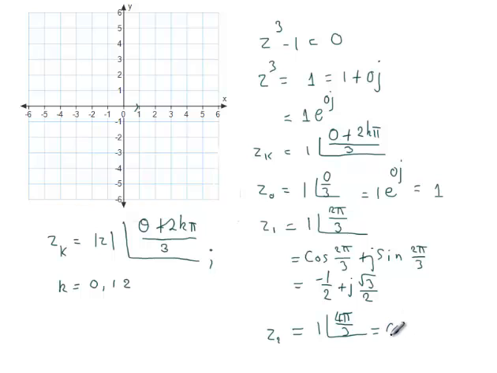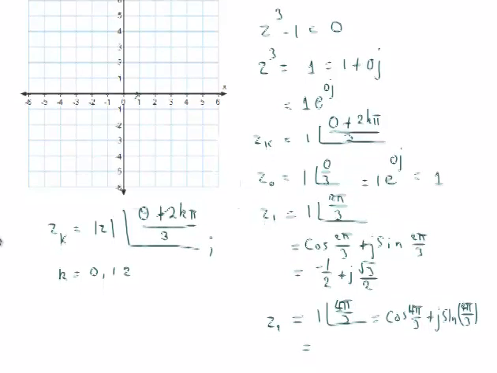Then we're going to have cosine 4 pi over 3 plus j sine 4 pi over 3. Can you tell me what you're getting there? Do your calculations and tell me what you get.